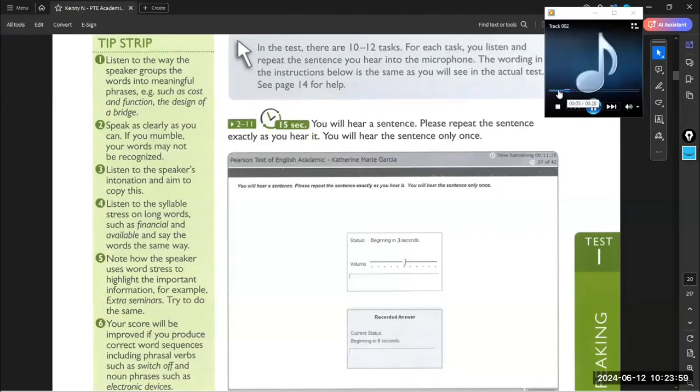Page 15. Test 1. Repeat sentence. Okay. So, if you're ready, please tell me. Yeah, I'm ready. Okay, so let's start listening to the sentence. So, let's begin. 1. Factors such as cost and function influence the design of a bridge.